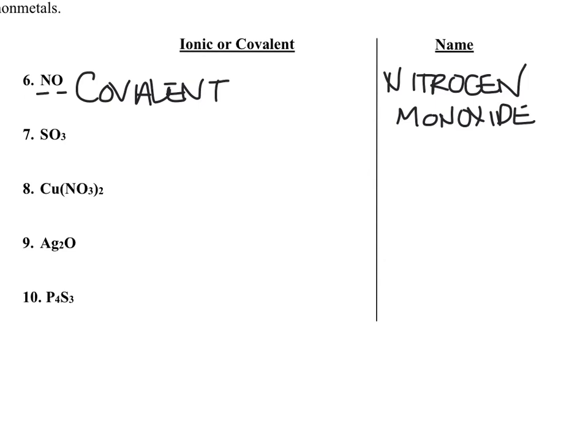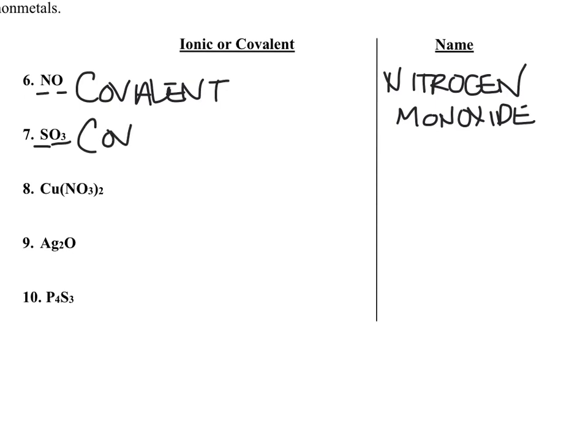So do you see the difference? If it wasn't covalent and it was ionic, we would just call it nitrogen oxide. There'd be no mono in there because that would be for ionics. So you have to look at the compound and look at the elements inside to see if it's ionic or covalent.